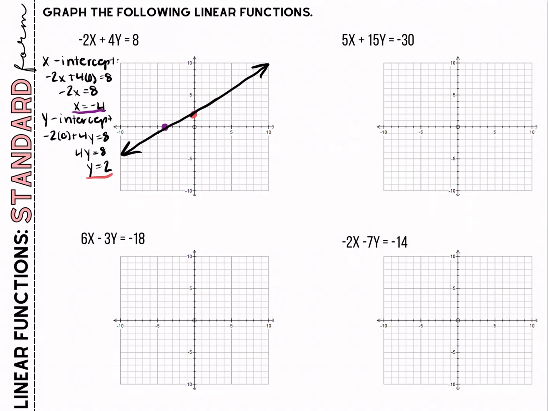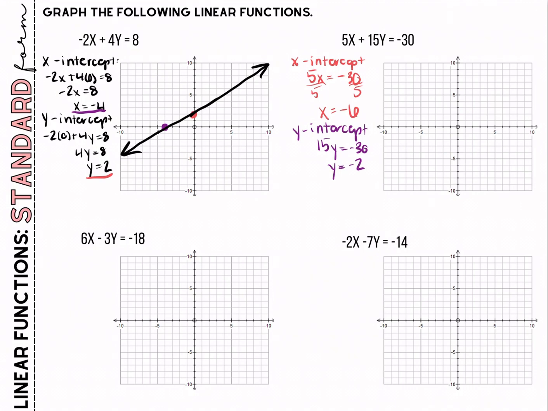Then I have 5x plus 15y equals negative 30. We're going to do the x-intercept, so we set y equal to 0. Then 5x equals negative 30. Divide by 5, so x is negative 6. Then we do the y-intercept, where x is 0. Then I have 15y equals negative 30, so y is negative 2.